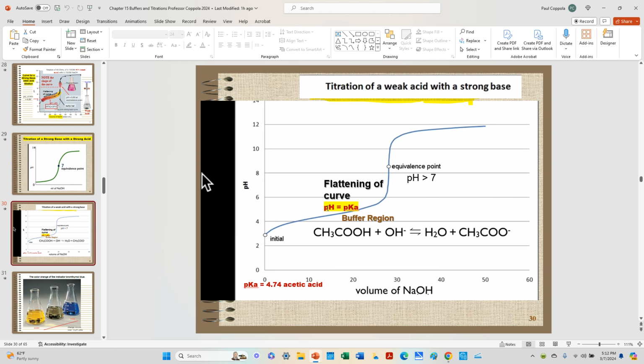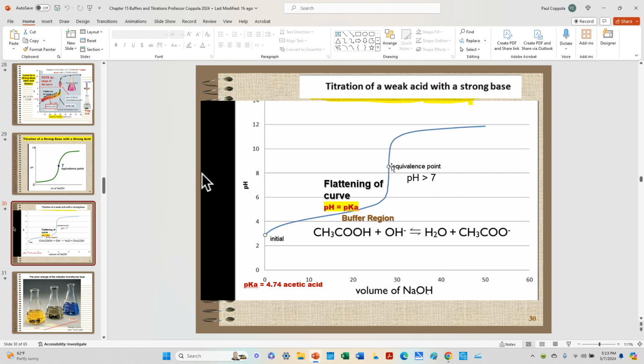In the buffer region, the pH is equal to the pKa. You should know that. The pH is equal to pKa in the buffer region. So what is it here? It's a little bit above 4, maybe 4.8, around 5.